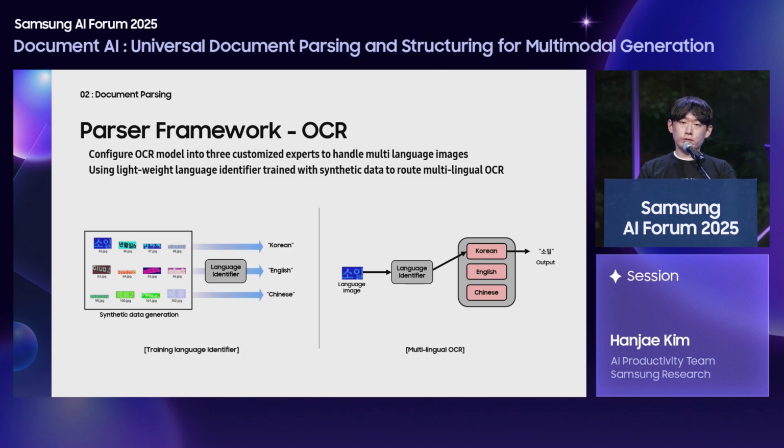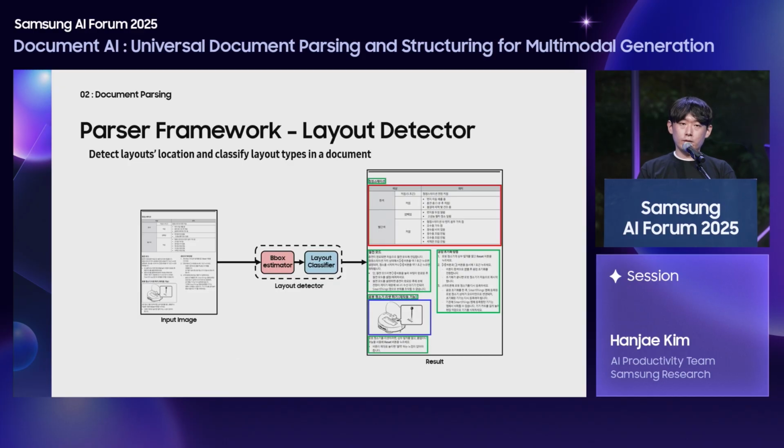First, OCR. Since internal documents exist in multiple languages such as Korean, English, and Chinese, we use OCR models specialized for each language type in order to ensure accuracy. At this point, it is necessary to determine which OCR model a given language image should be processed by. To this end, we developed a lightweight language identifier. This language identifier was trained using synthetic data, thereby reducing the burden of data acquisition. Acting as a router, it directs each language image to the appropriate specialized OCR model, thus enabling accurate multilingual OCR.